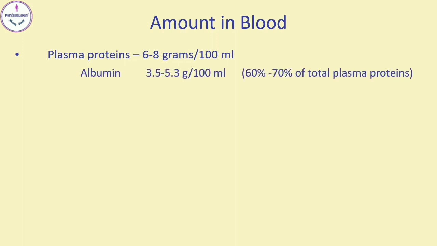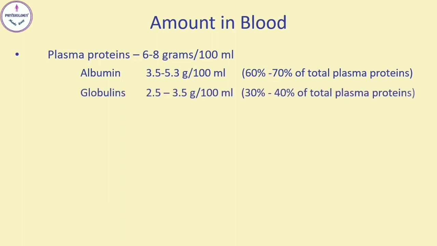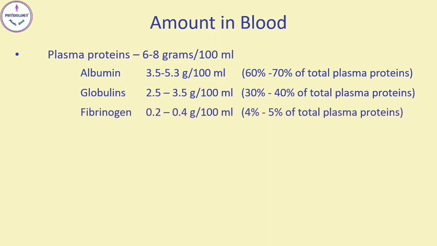Next are their amounts in blood. Plasma proteins, their total amount is 6 to 8 grams per 100 ml of blood. Albumin 3.5 to 5.3 grams per 100 ml of blood. Globulins 2.5 to 3.5 grams per 100 ml. Fibrinogen 0.2 to 0.4 grams per 100 ml. And other regulatory proteins, they form less than 1% of total plasma proteins.